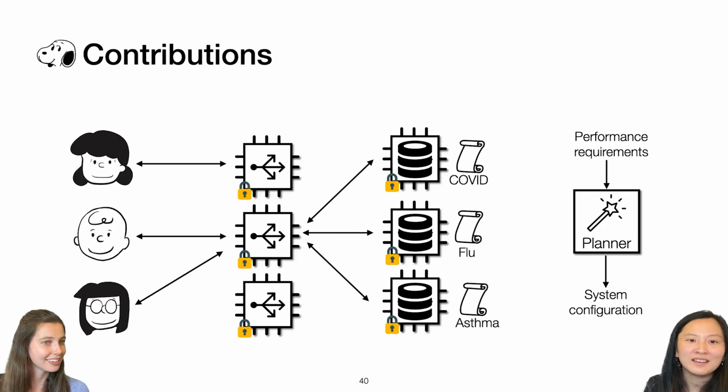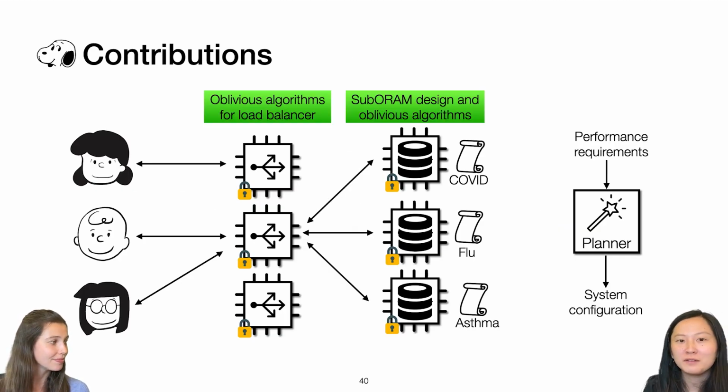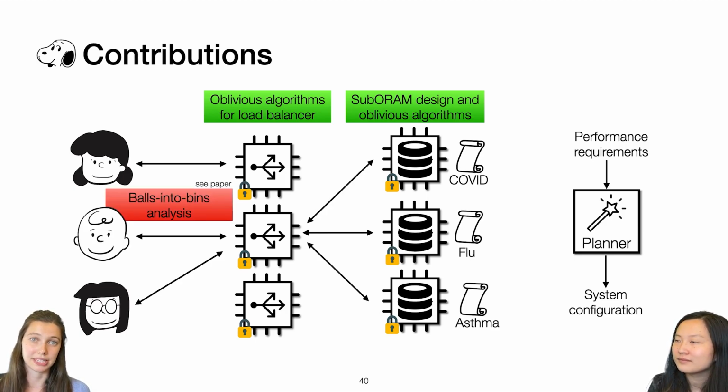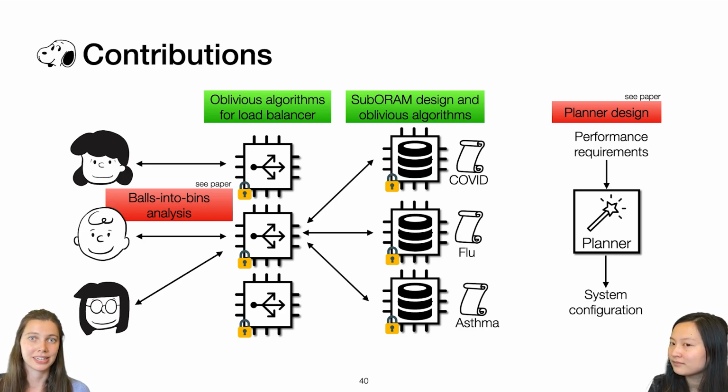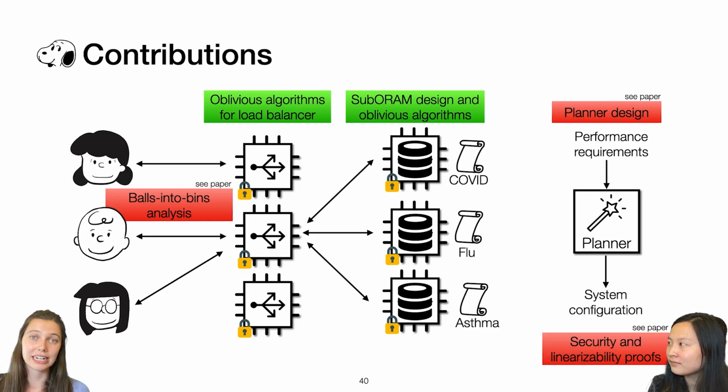Great. So that concludes our oblivious algorithms for the load balancer and the sub-ORAM design, and the oblivious algorithms that we used to actually make the sub-ORAM. There are also some contributions that we didn't have time to talk about today, including our balls-into-bins analysis. You can see the paper for that, as well as our planner design. We contribute a planner that takes as input performance requirements and outputs the system configuration. So given certain latency and throughput requirements, it tells you how many sub-ORAMs and load balancers to configure your system with. We also prove security and linearizability of the system in the full version of our paper.